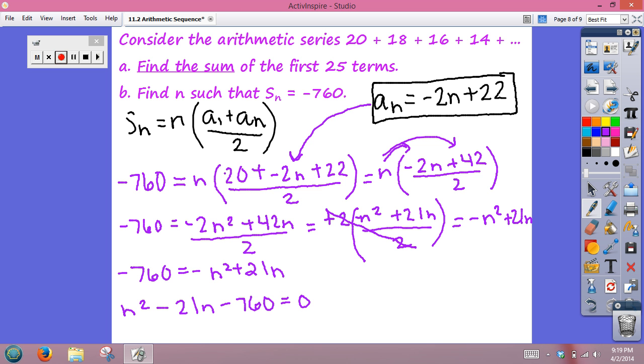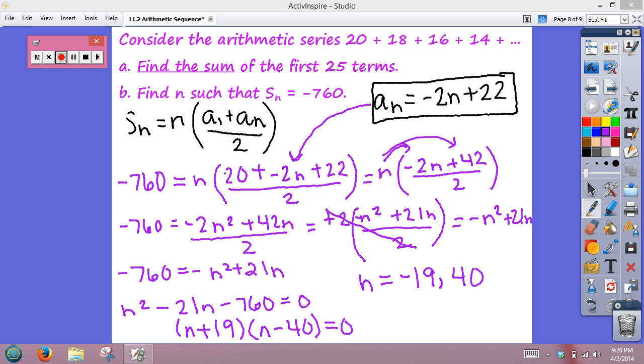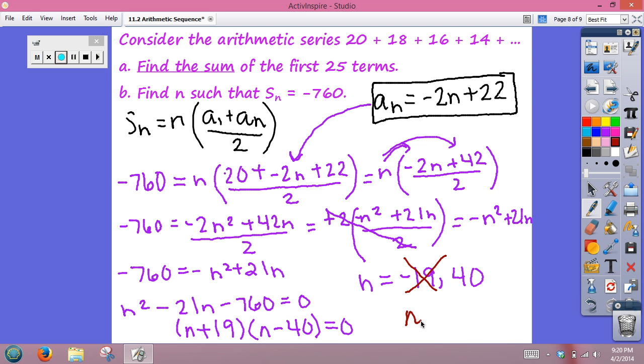If you can't figure out how to factor it, please use the quadratic formula. Luckily for us, I've done it in advance. So we get n plus 19 and n minus 40 equals 0. So our n is equal to negative 19 and positive 40. Notice that we can't have a negative amount of terms, so this negative 19 is just not going to work. So our answer is going to be n equals 40.